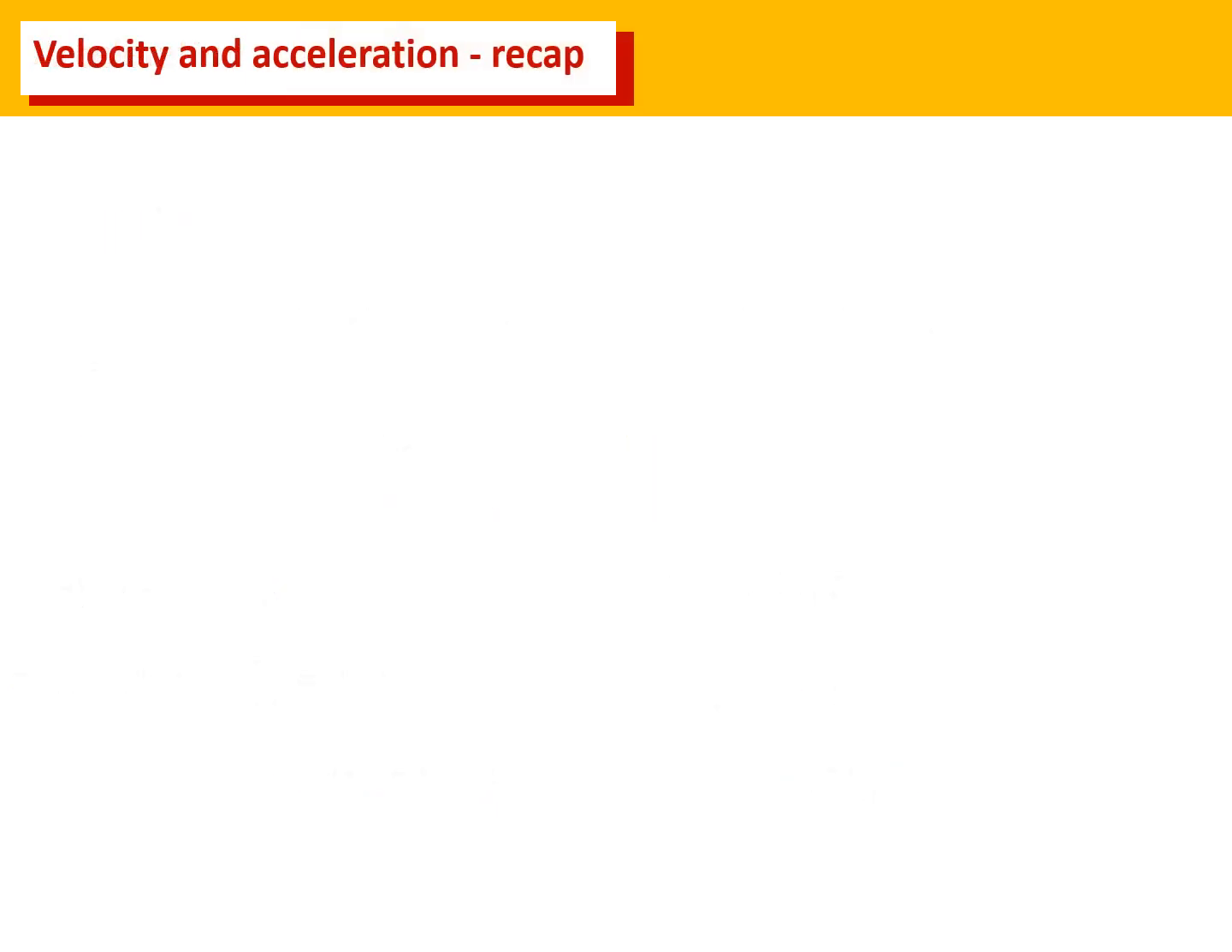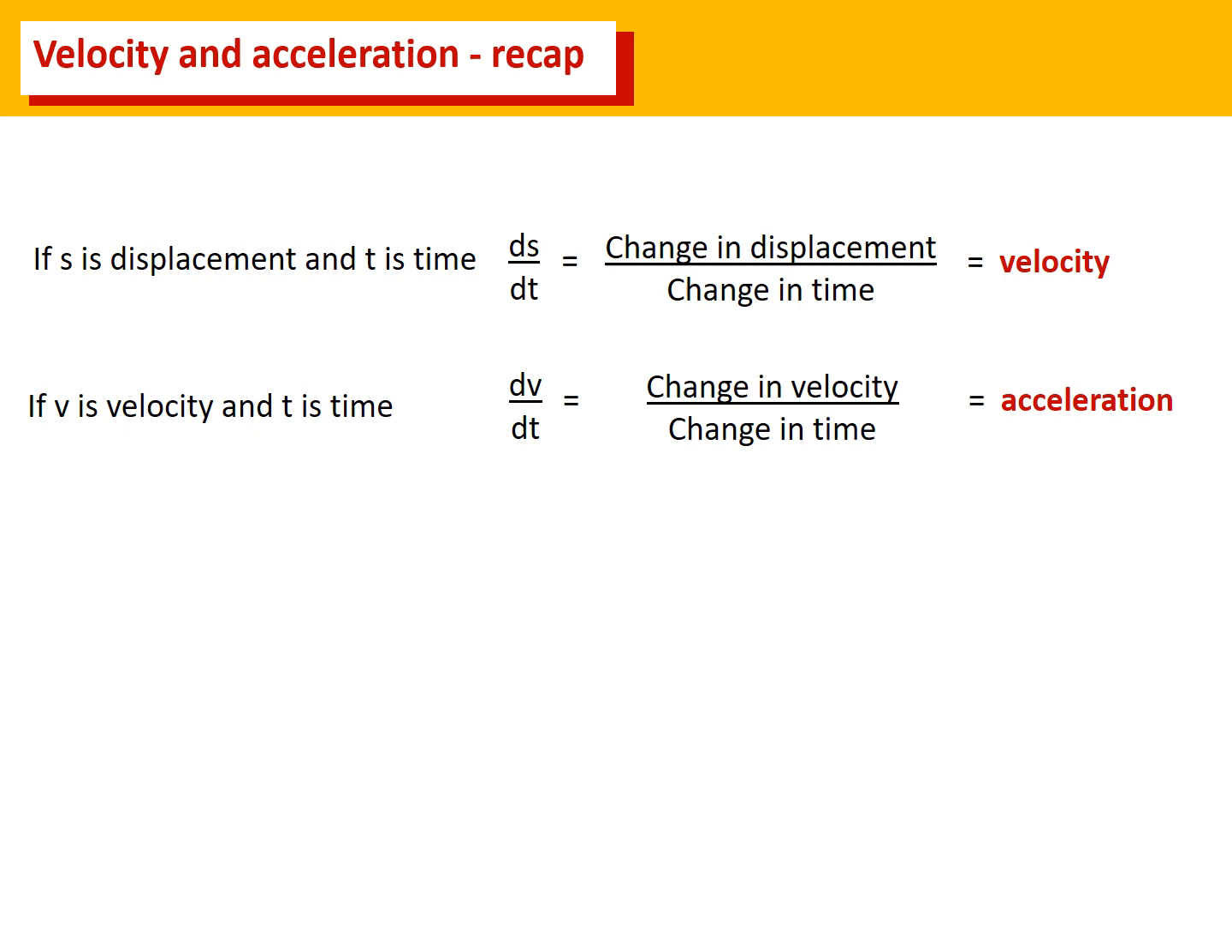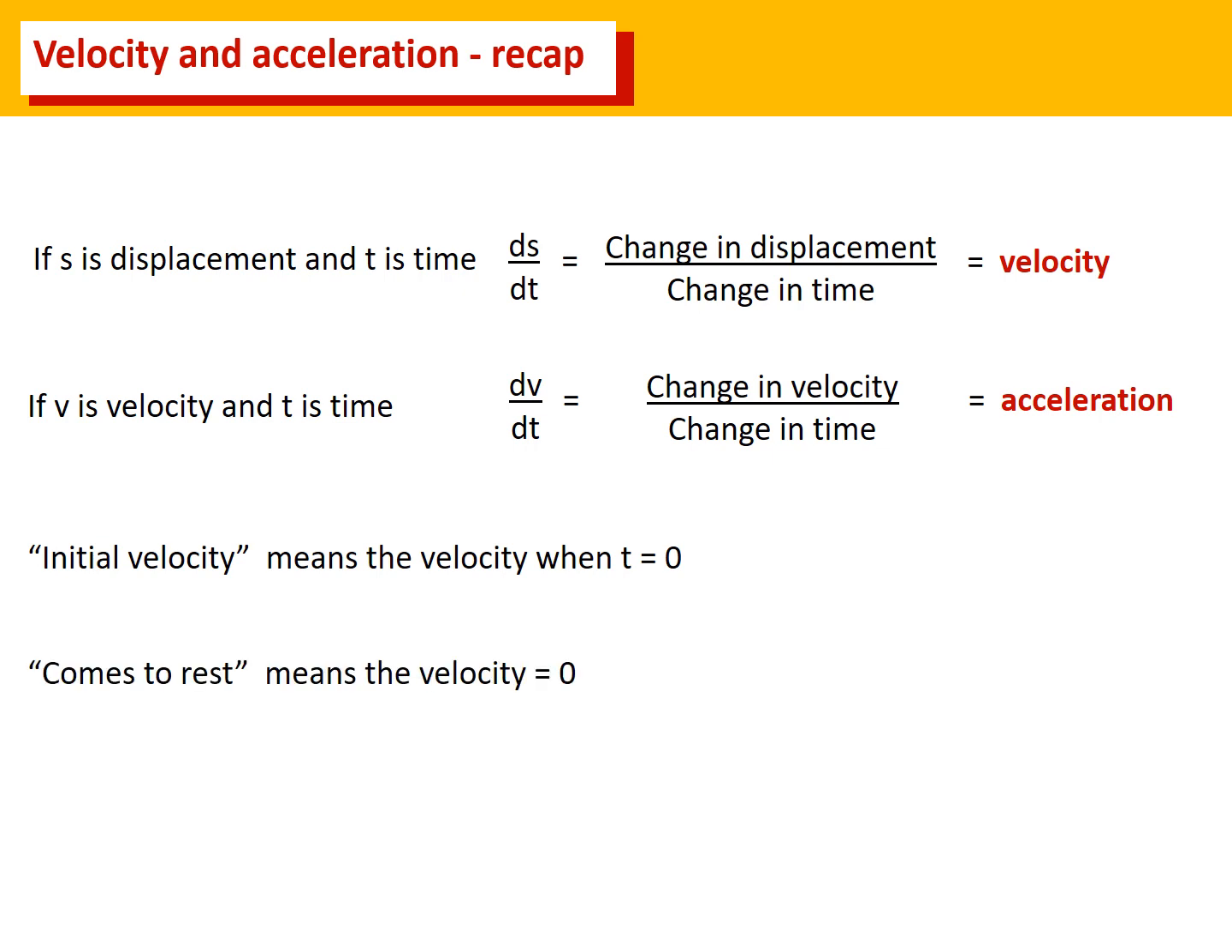So, a little recap on velocity and acceleration with regards to differentiation. ds by dt gives us an expression for velocity. dv by dt gives us our expression for acceleration. Initial velocity means the velocity when t is 0. When something comes to rest, it's stationary. That means the velocity is 0. And a maximum or minimum velocity occurs when dv by dt equals 0.